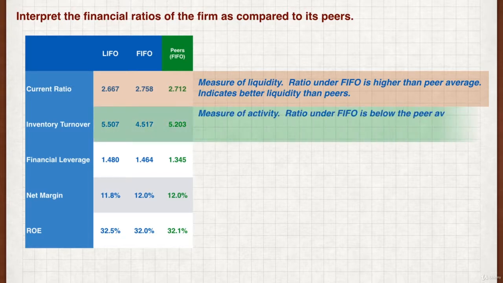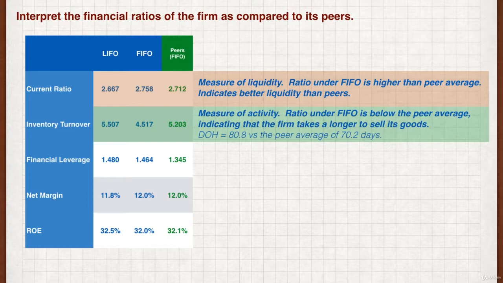Inventory turnover is an activity ratio. The adjusted inventory turnover is below the peer average. This indicates that the firm takes a longer time to sell its goods. In terms of inventory on hand, the firm has 80.8 versus the peer average of 70.2 days. Too much inventory is costly and can be an indication of obsolescence.